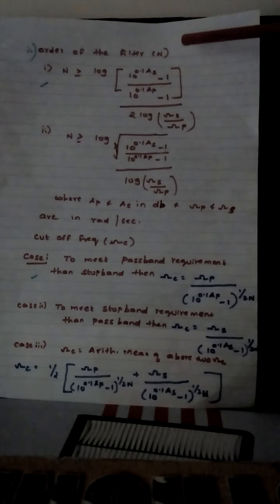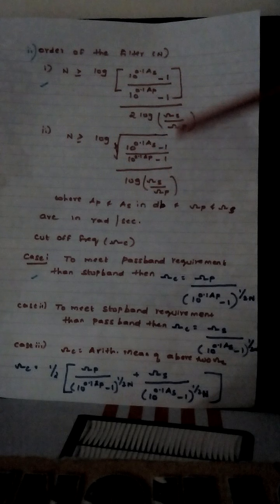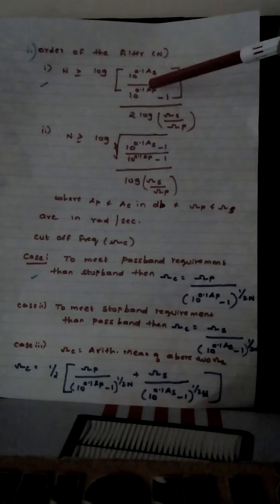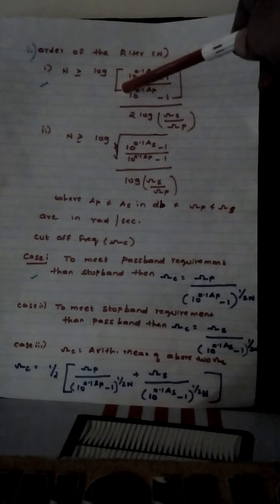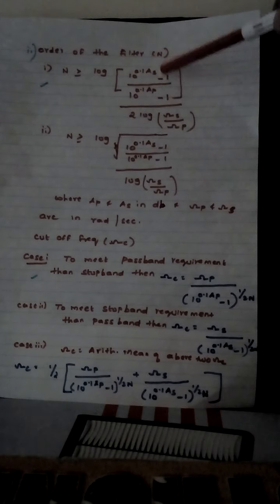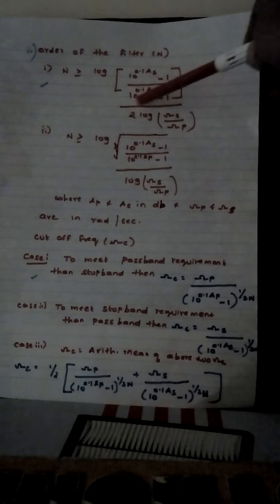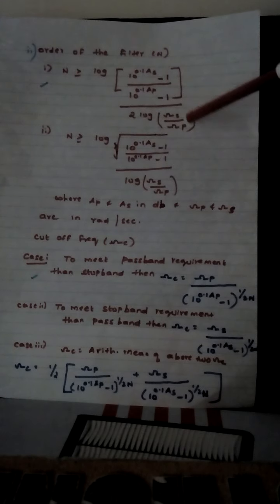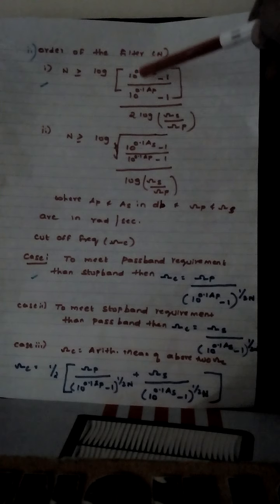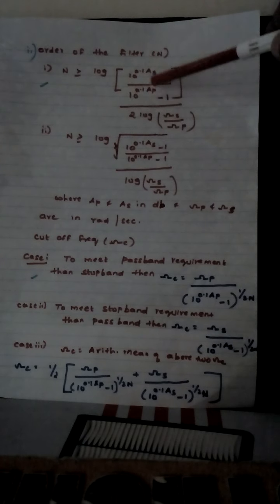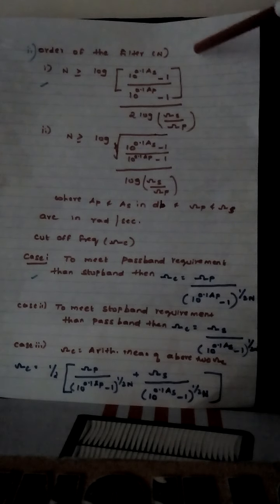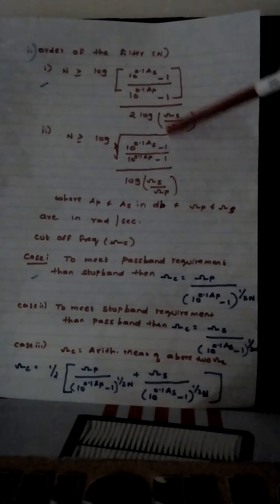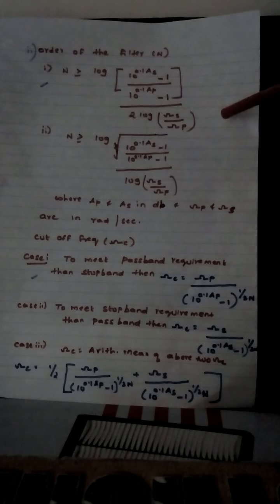Another thing is we have to find the order n, so we have to use this formula, any one of the formulas, and we can find it out. If we are using this formula, it is log of square root of 10 to the power of 0.1 As minus 1 divided by 10 to the power of 0.1 Ap minus 1, divided by 2 into log of omega s by omega p. Here As is nothing but stop band attenuation, Ap is nothing but pass band attenuation. Everything should be in decibel, and omega s is the stop band edge frequency, omega p is the pass band edge frequency, in radian per second.